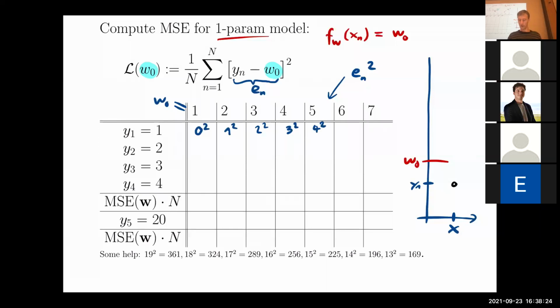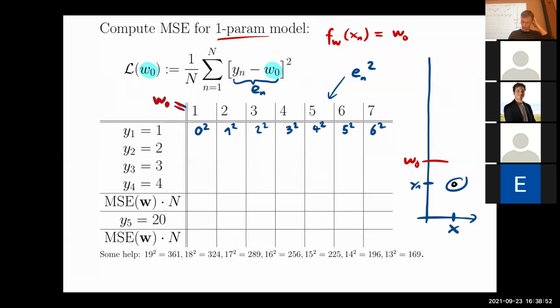What I'm writing here in the table is the mean squared error of my first data point. The point is here, right? Depending on where the model is, this is the error. I'm just plotting this for every model on the horizontal axis.